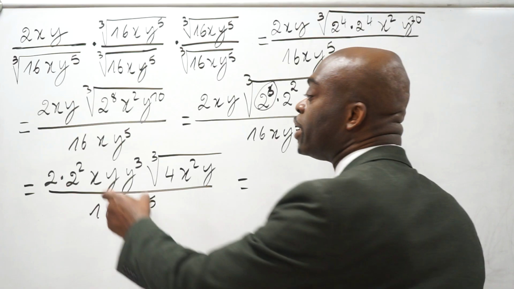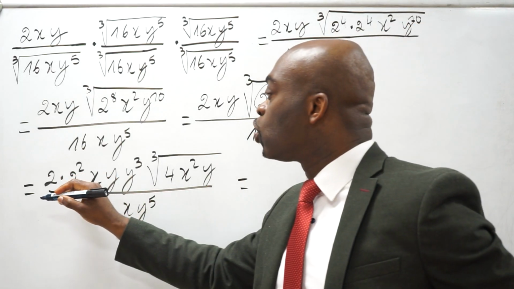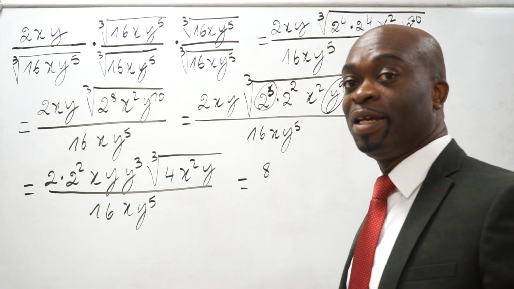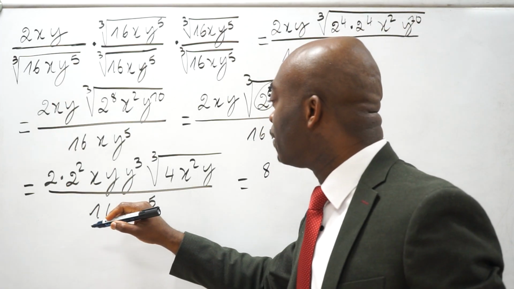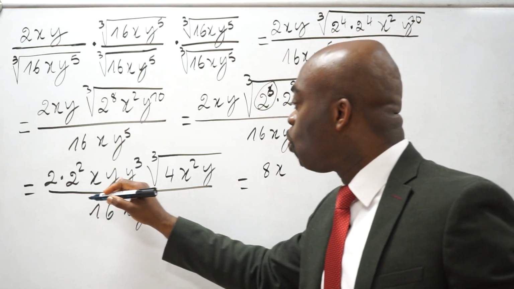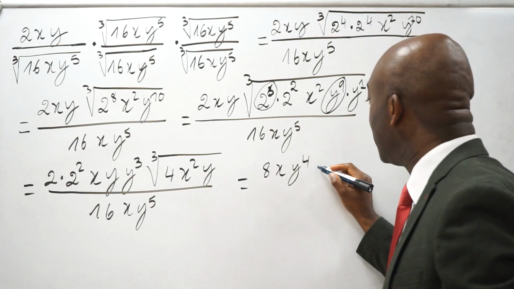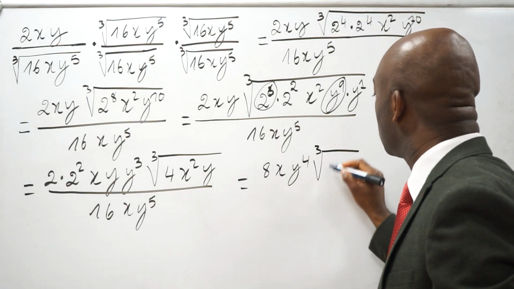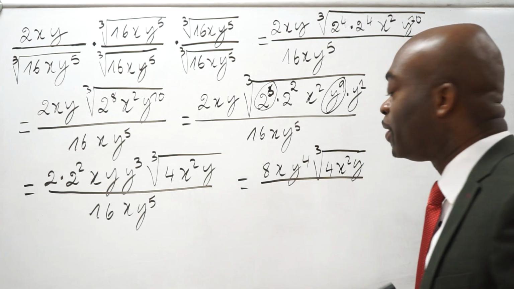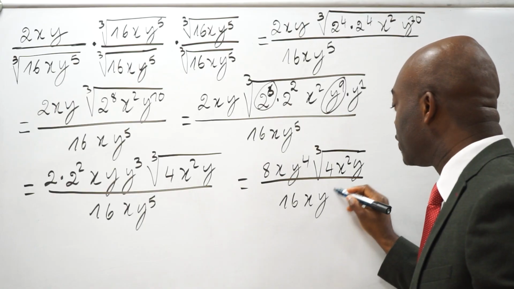So now we can always combine whatever we have here, and then after that, simplify. So 2 to the 2nd power is 4. 4 times 2 is 8. So you have 8 here. And then how about x? So x stays x. Nobody to play with. Y times y to the 3rd is going to give us y to the 4th. Then cube root of 4x squared y. See how this is becoming even more interesting? Then you have 16x y to the 5th.